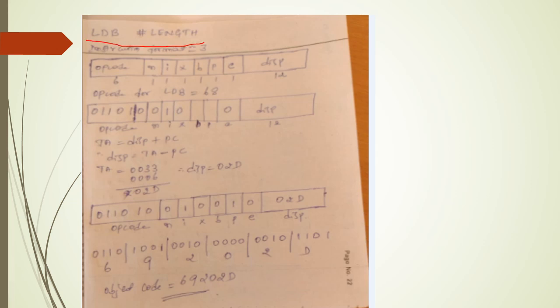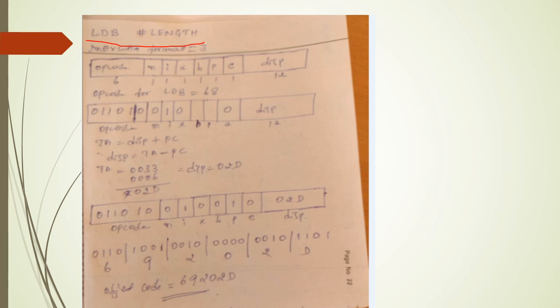LDB #LENGTH. Here the operand is not a register, and the opcode is not prefixed with the plus. So therefore it belongs to format 3. Instruction format is 3. So take the syntax of instruction format 3: opcode, NIXBPE, displacement.